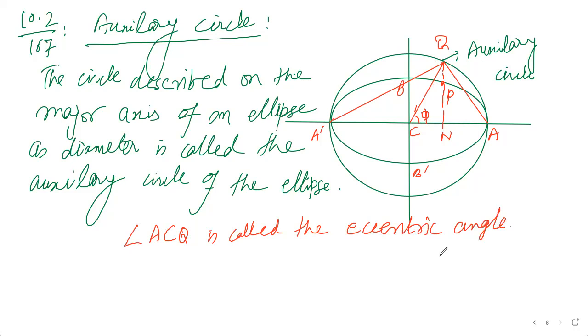ठीक है. So the angle ACQ, which the line joining Q to the center of the ellipse makes with the major axis AC of the ellipse, this is called eccentric angle denoted by phi. ठीक है. Time is very less, so I will continue tomorrow with this. Okay, what is the geometry of this eccentric angle?